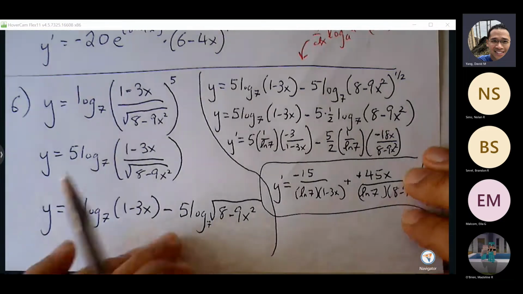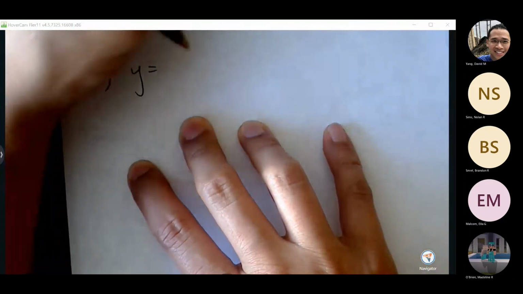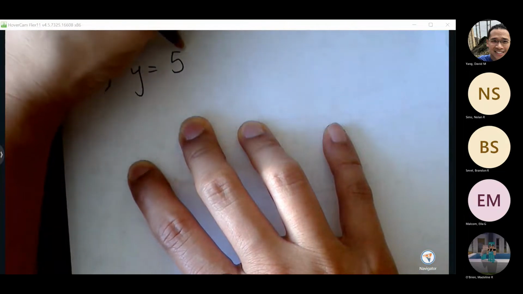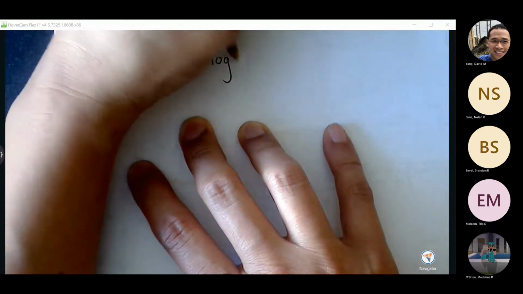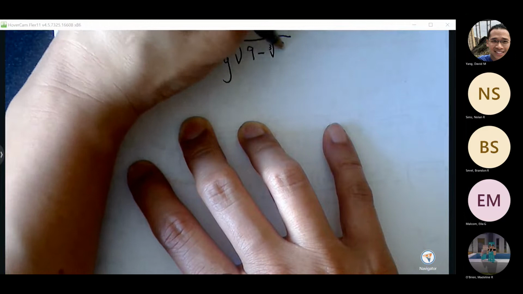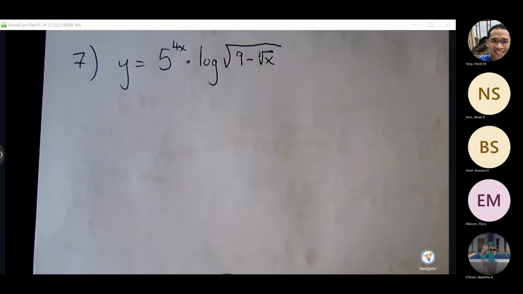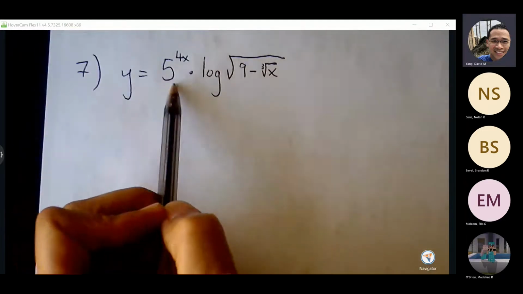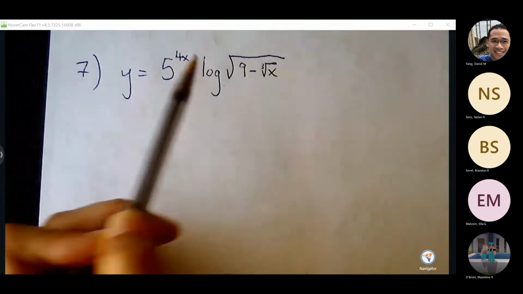Okay, I got one more for us, and then if you have any questions, we can go over any of those. Okay, so here we definitely see product rule. We see the a to the u rule, and we also see the log base a rule.